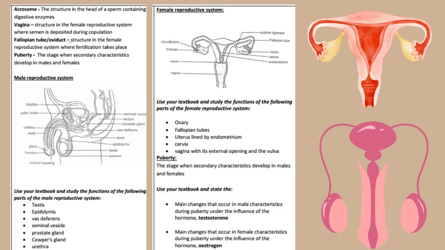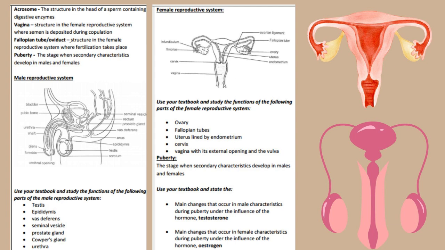Acrosome, the structure in the head of a sperm containing digestive enzymes. Vagina, structure in the female reproductive system where semen is deposited during copulation. Fallopian tube/oviduct, structure in the female reproductive system where fertilization takes place. Puberty, the stage when secondary characteristics develop in males and females.